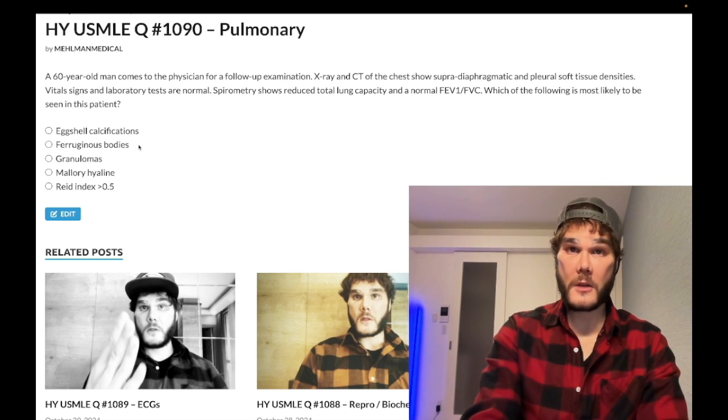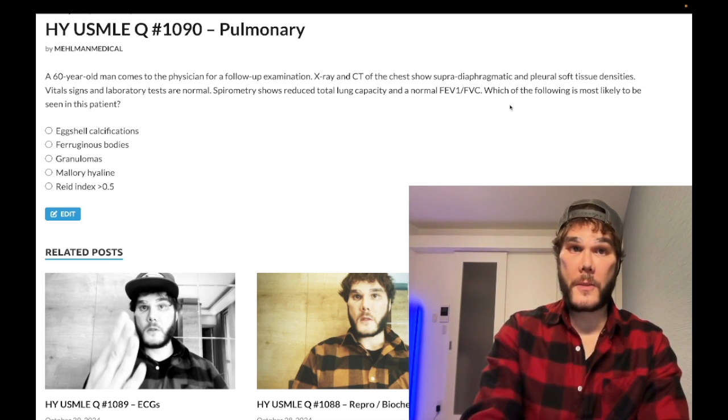Choice B, ferruginous bodies, correct answer. Very buzzy pathologic descriptor for asbestosis, and you're going to get these pathognomonic supradiaphragmatic and pleural plaques. That's what I want you to know. USMLE can write them as soft tissue densities. Same thing. I mean, this is past level. You've got to know that this is asbestosis. Look at my PDF. I've written it right there.